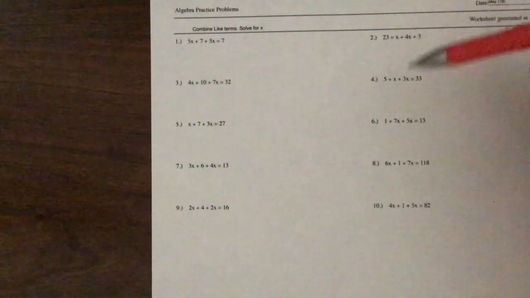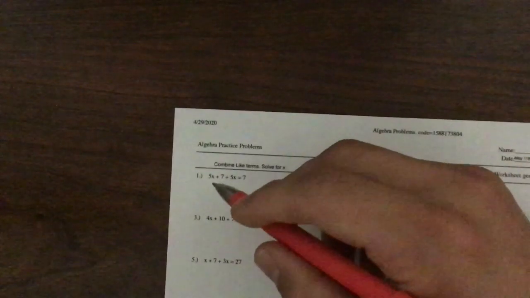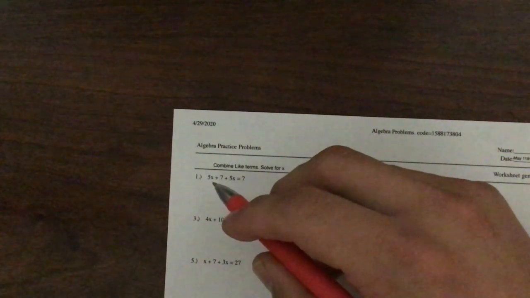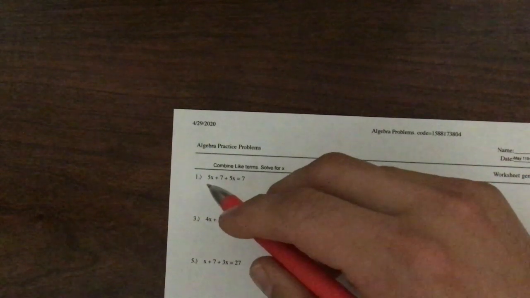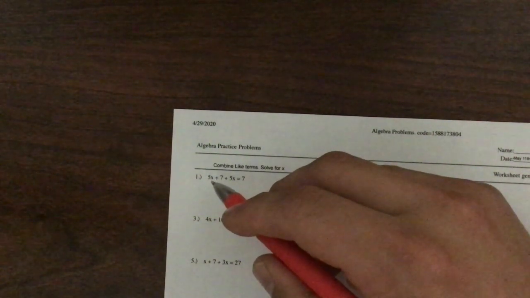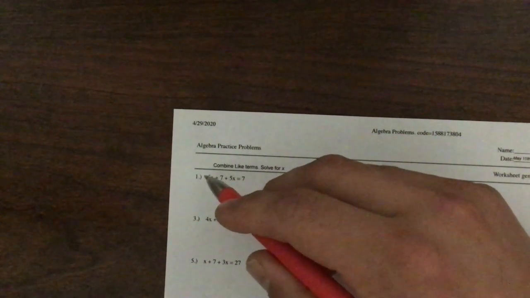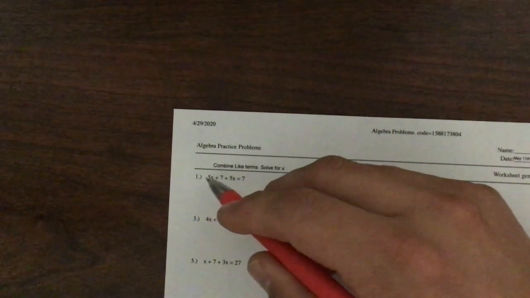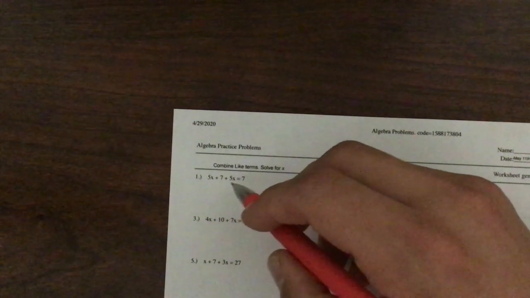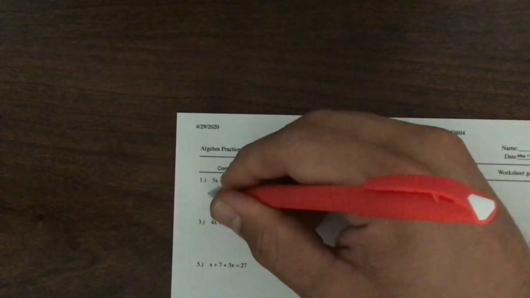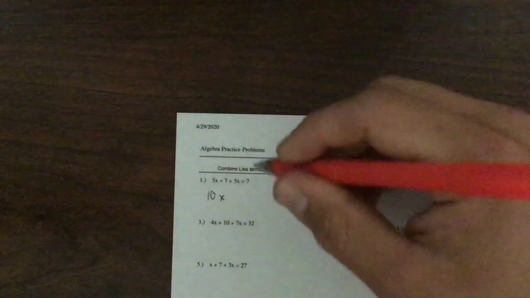I'm going to do this side right here, and then I'm going to leave this side for you guys to try. So here we have 5x plus 7 plus 5x equals 7. Well, I know that I have a plus 5x. If it was negative, it would have a minus. If there's nothing there, there's an invisible plus. It's positive. So plus 5x and plus 5x, I know that is 10x.